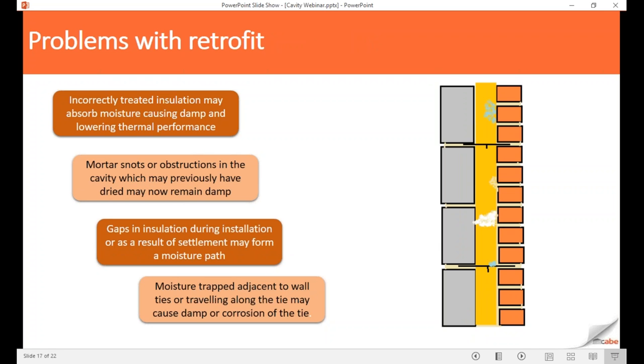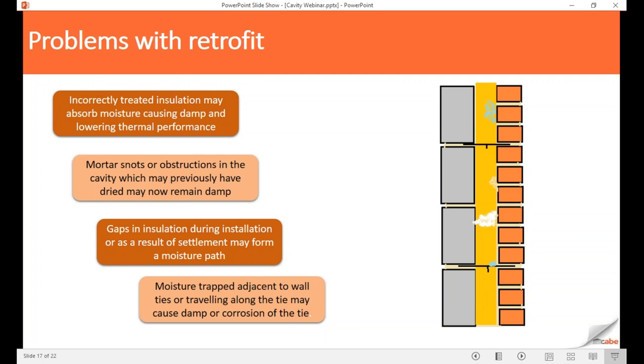Within the retrofit side, we get a lot of similar problems, but a lot of it comes down to how well the installation was done. Any gaps, whether they're just generally within the construction, or around what was maybe an original moisture penetration across the wall, something like a mortar snot that has been drying out in an open cavity but, as soon as it's enclosed with insulation, can't dry out as well, will lead to a potential path for moisture to track across the bottom of that gap.